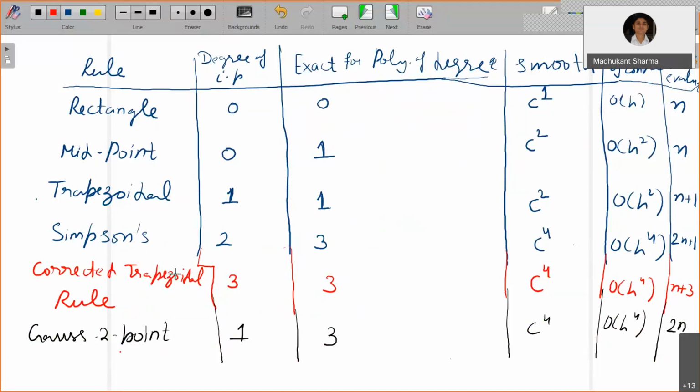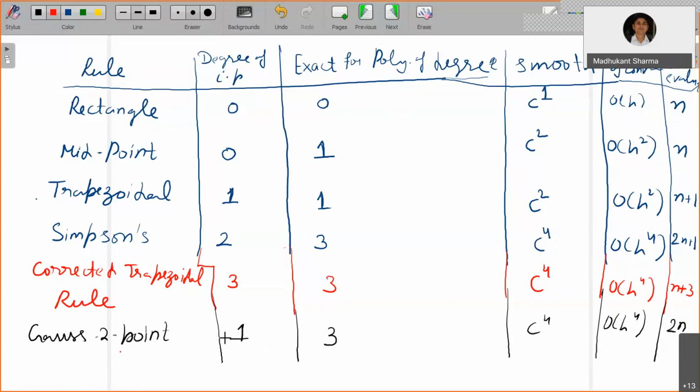So what will happen if you increase the degree of the polynomial? Instead of 1, we increase the degree of the interpolating polynomial to 2, 3. Or in other words, if you consider the Gauss 3 points, 4 points, 5 points, and so on, we are increasing the degree of the interpolating polynomial.